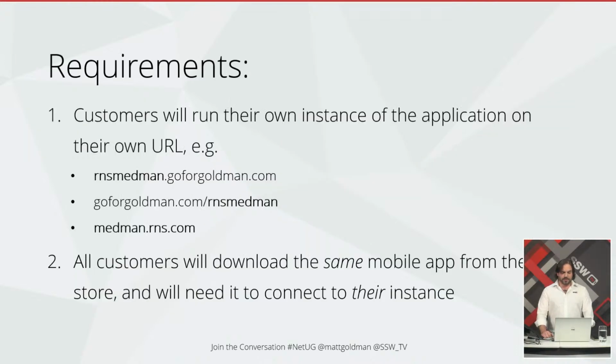So the requirements are, customers will run their own instance of the application on their own URL. In this case, for Royal North Shore, it's going to be rnsmedman.goforgoldman.com. But it might be goforgoldman.com/rnsmedman. They might host it themselves, medman.rns.com.